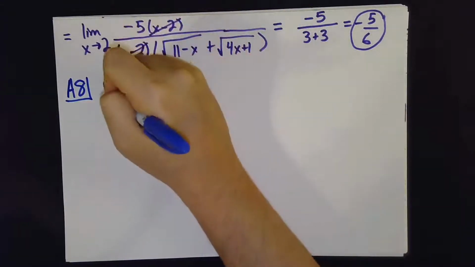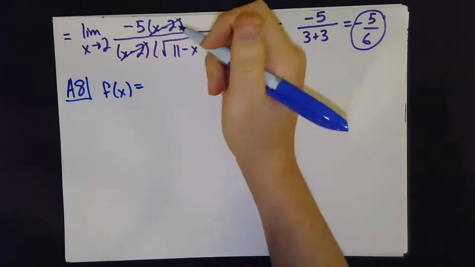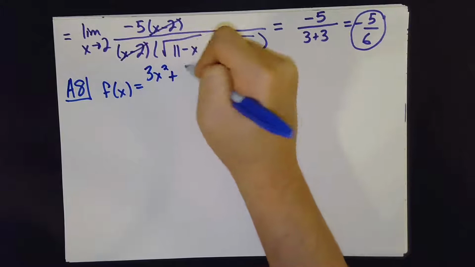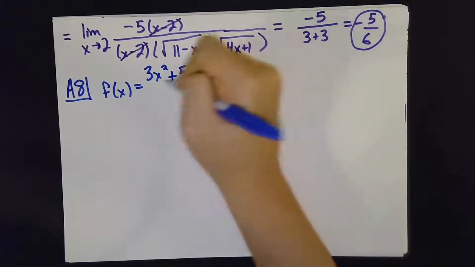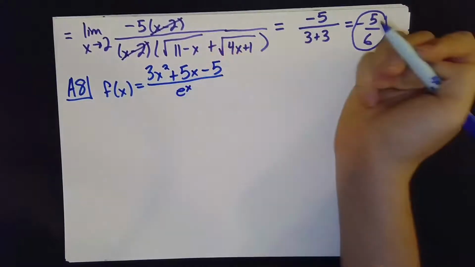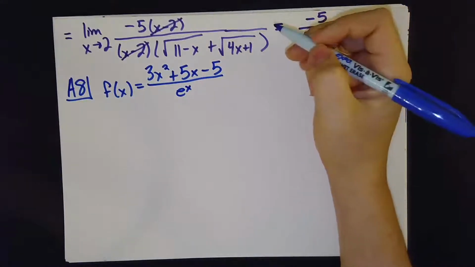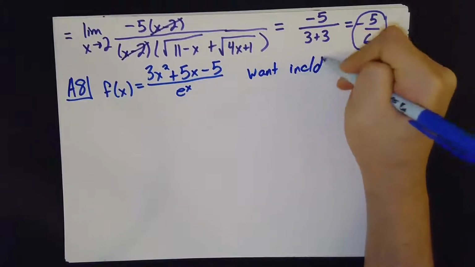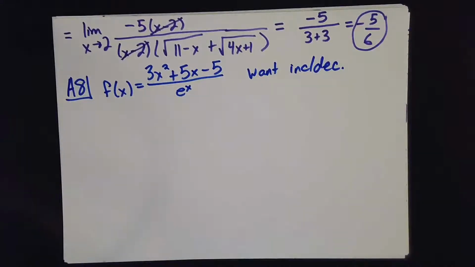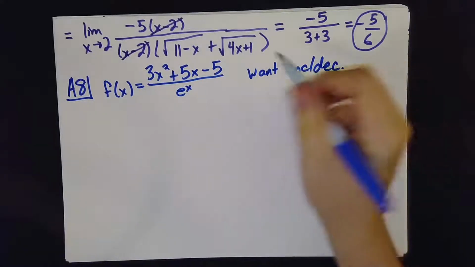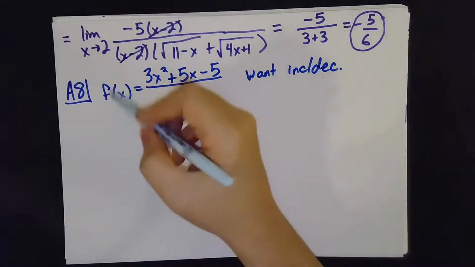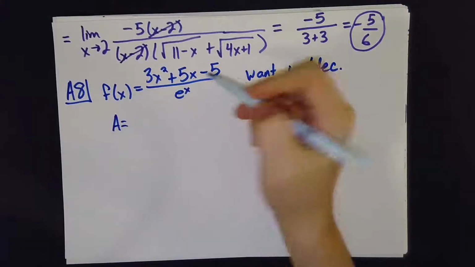Okay, so here is our function. And we want to know intervals of increasing, decreasing. So we need a derivative before we can use a first derivative test. So I'm going to need to use the quotient rule here.